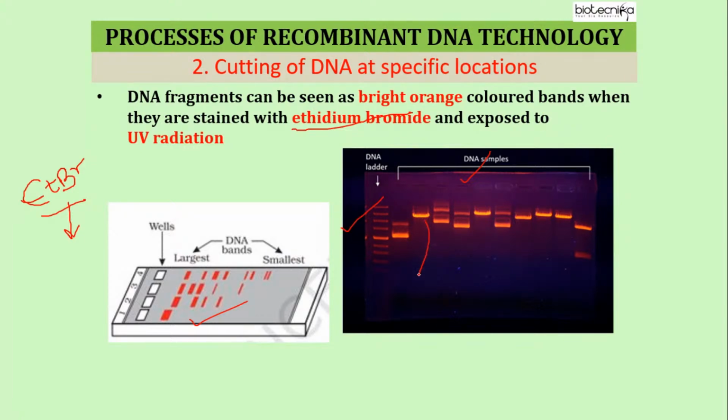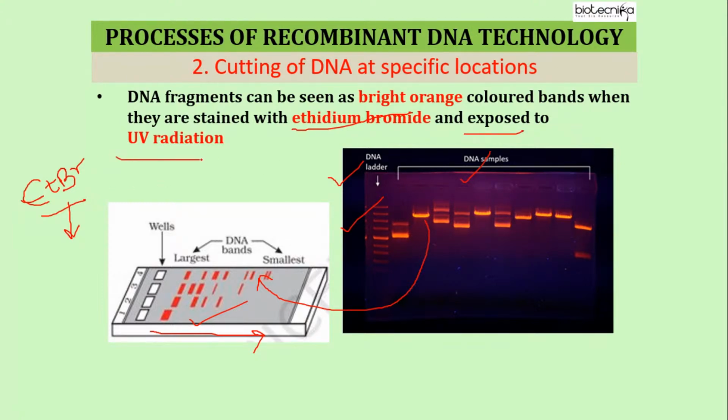It will impart the same color to these DNA fragments. Once you were running this gel, you were not getting this color. But once you expose this gel under the UV light, you will get bright orange colored bands when they are stained with ethidium bromide and exposed to UV radiation.